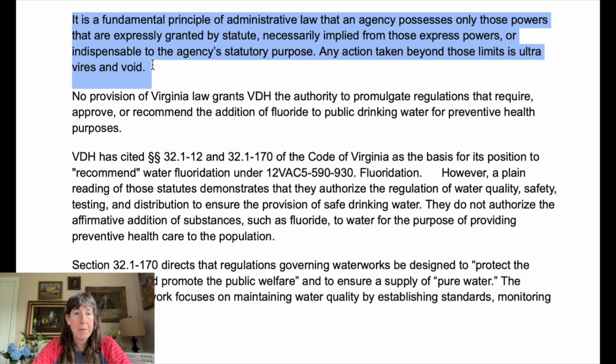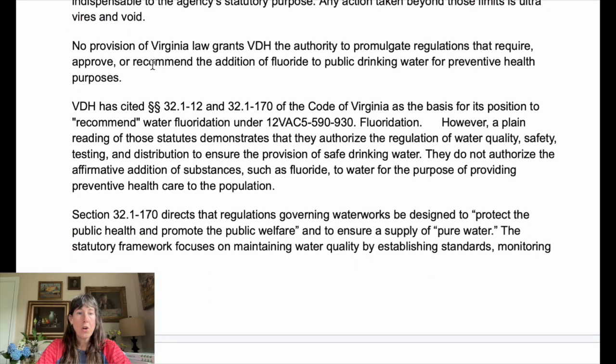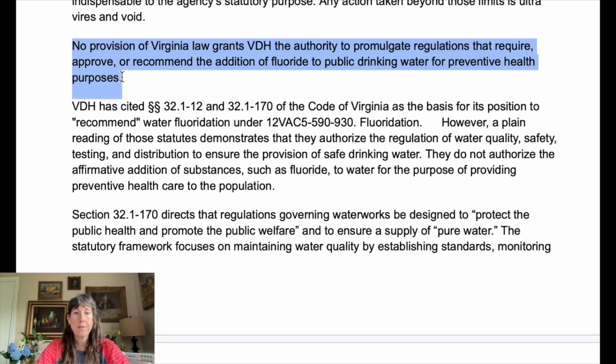It is a fundamental principle of administrative law that an agency possesses only those powers that are expressly granted by statute, necessarily implied from those express powers, or indispensable to the agency's statutory purpose. Any action taken beyond those limits is ultra vires and void. No provision of Virginia law grants VDH the authority to promulgate regulations that require, approve, or recommend the addition of fluoride to public drinking water for preventive health care purposes.